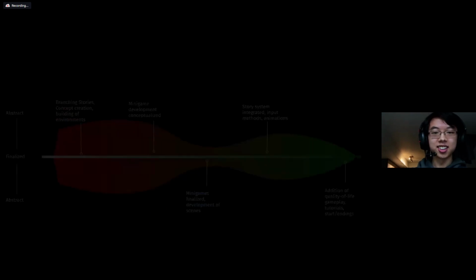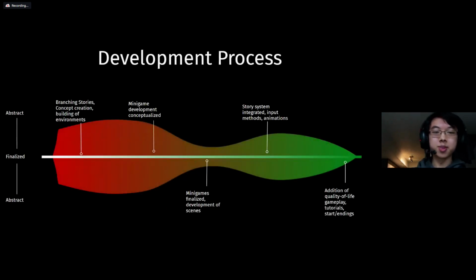Next slide. This is a visualization of our development process. As the quarter went on, it went from a more generalized abstract game to more of a smooth, polished game with a storyline. And as everything came together, everyone contributed to making the final product that you see today. Next slide.